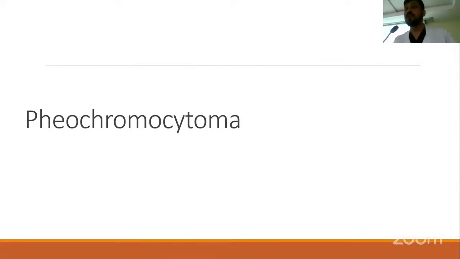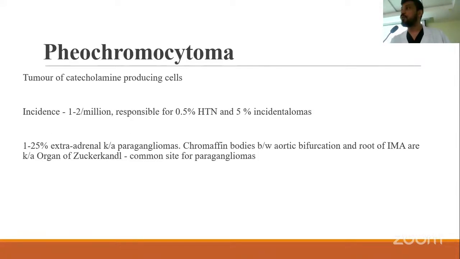Moving on to pheochromocytoma. It is a tumor of catecholamine producing cells. The incidence is around 1 to 2 per million, and it is responsible for 0.5% cases of hypertension. It is seen in 5% of incidentalomas. They can also arise from extraadrenal sites when they are known as paragangliomas. Most common site is organ of Zuckerkandl located near the aortic bifurcation. Other sites are urinary bladder, mediastinum, carotid bodies.